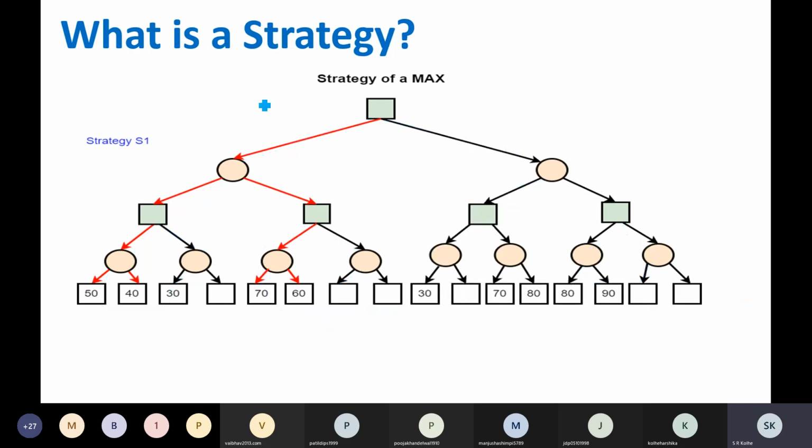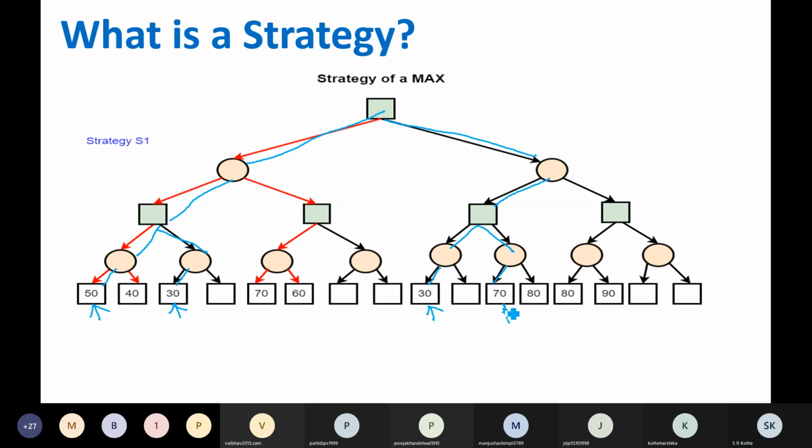So therefore, again revise it. At max, you select all. At min, only one. Suppose leftmost is selected. At max, all. At min, you select only one. Left one is selected. So the nodes selected are these four nodes now. What are these four nodes? What is this set? Set of these four nodes.